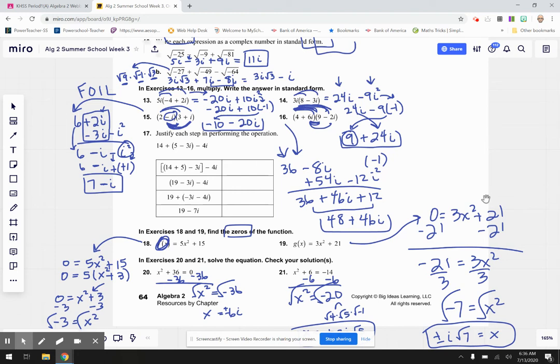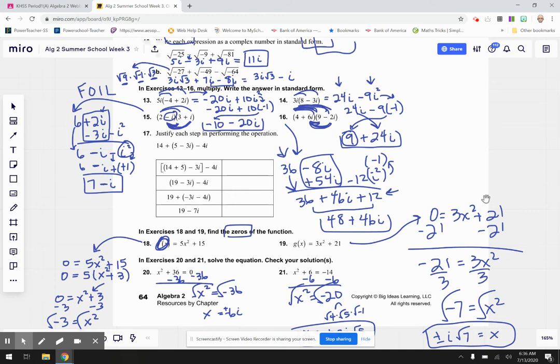Again, I put them on top of each other because they're like terms. And then 6 times negative 2 is negative 12i squared. But this is going to be a negative 1 right here. So negative 12 times negative 1 comes out to be positive 12 right there. You bring down your 36, combine the like terms, combine the 36 and the 12, and you get your 48 down here. Everything else stays.